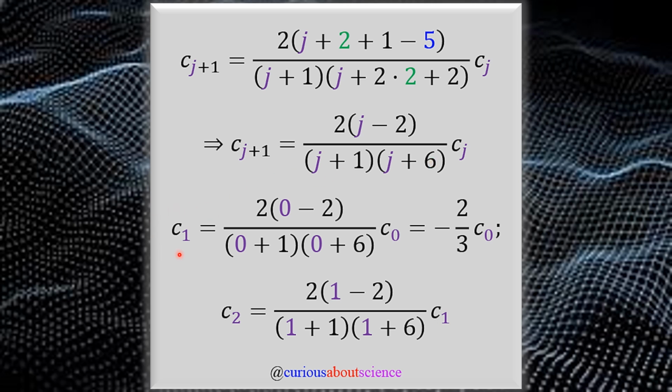To find C1, we plug in J equals 0, simplify down, not too bad. Negative 2/3 C0 is what we come up with. If we plug in J equals 1, we get C2. And again, we need to simplify down. Note though that here I have a C1, so I need to substitute in our previous results into this C1 in order to find out my C2 in terms of C0. That way I have one variable. Let's do that now.